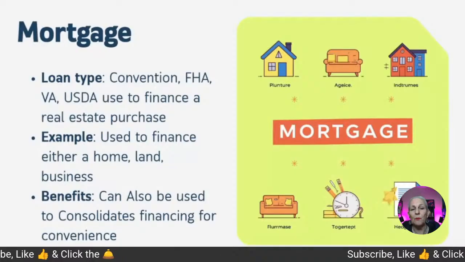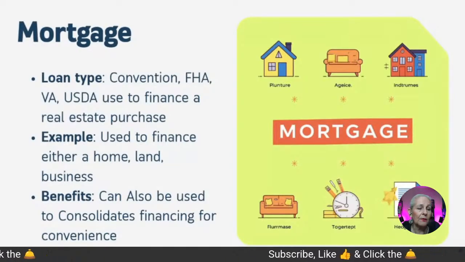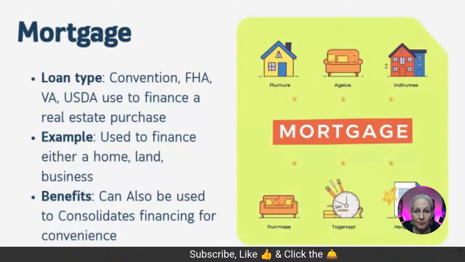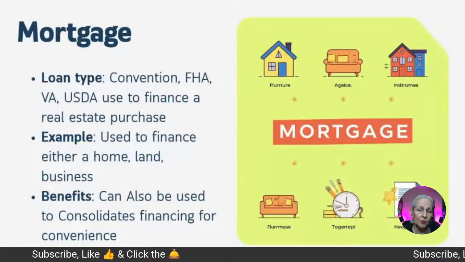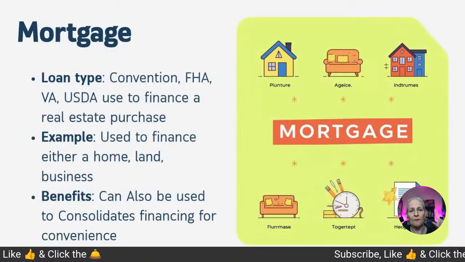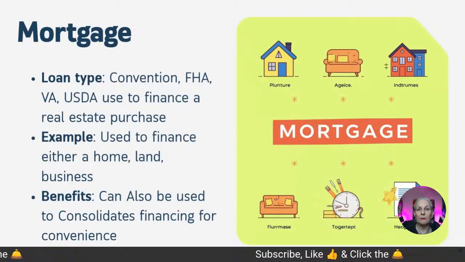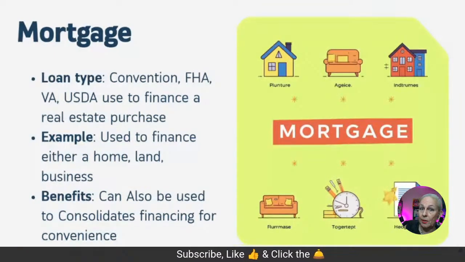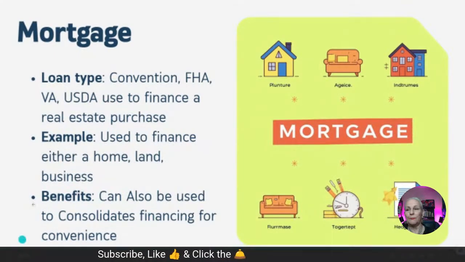So home equity line of credit, sometimes individuals will take out the equity on their home and consolidate all their credit cards or other loans. So they have one payment instead of 10 different payments for 10 different credit cards. That does happen.